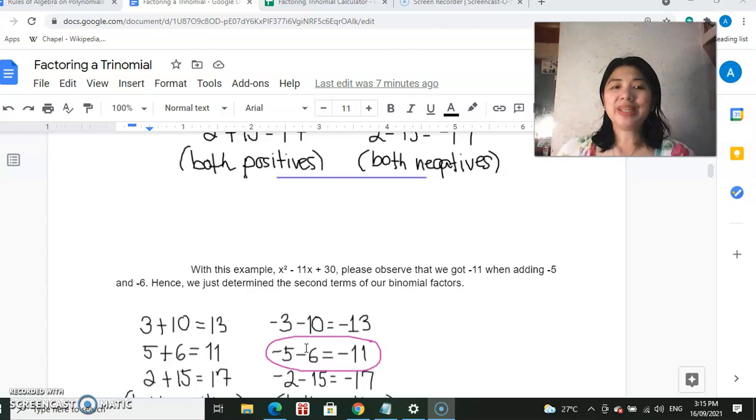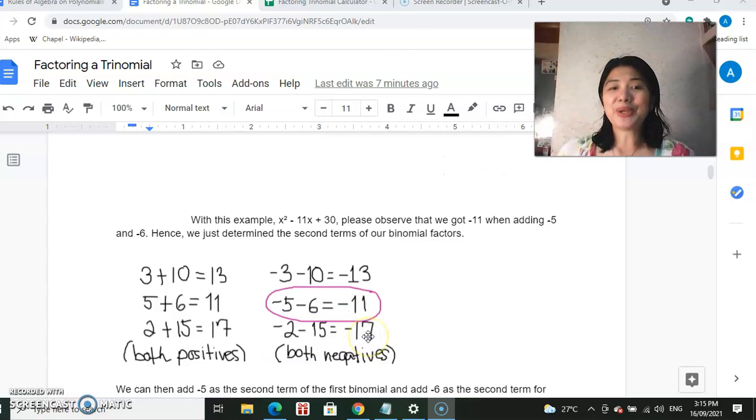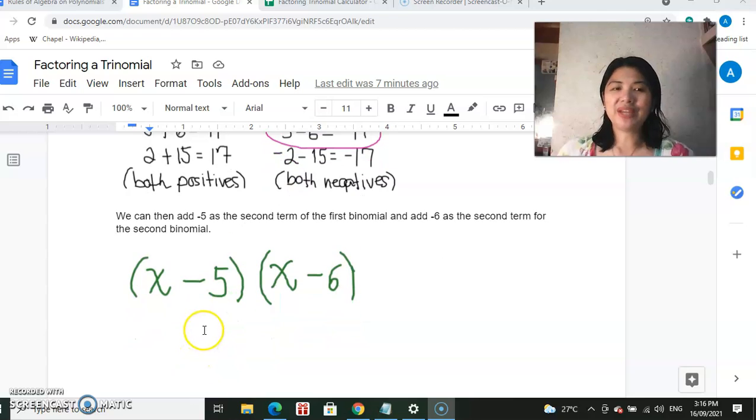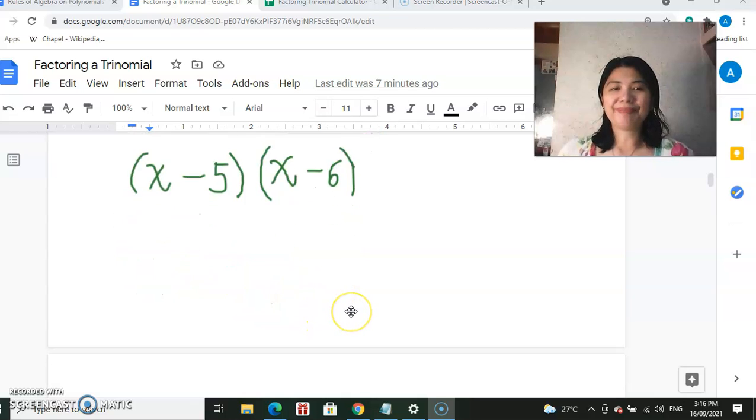Hence, we just determine the second terms of our binomial factors: negative 5 and negative 6. So we can then add negative 5 as a second term of the first binomial as shown here, and add negative 6 as a second term for the second binomial as shown here.